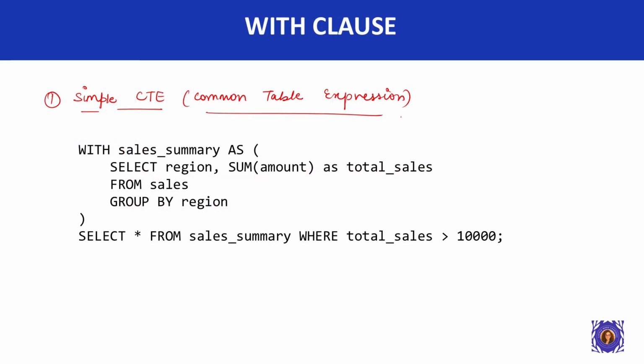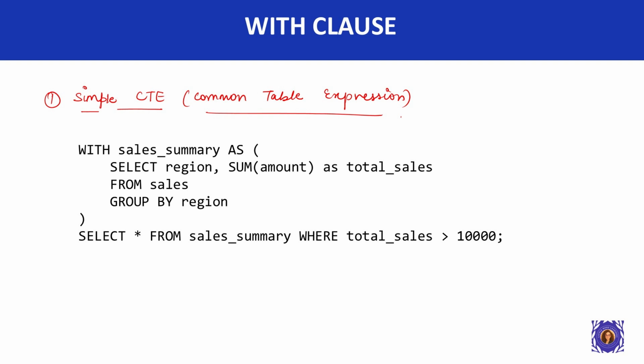Let's start with a straightforward example that demonstrates the core concept. Suppose we have a sales table with regions and amounts, and we want to find all regions with total sales greater than $10,000. Let me break this down step by step. First, we're creating our CTE called sales_summary.